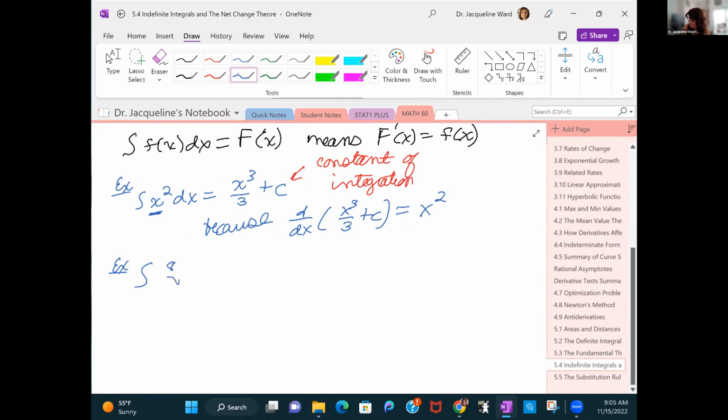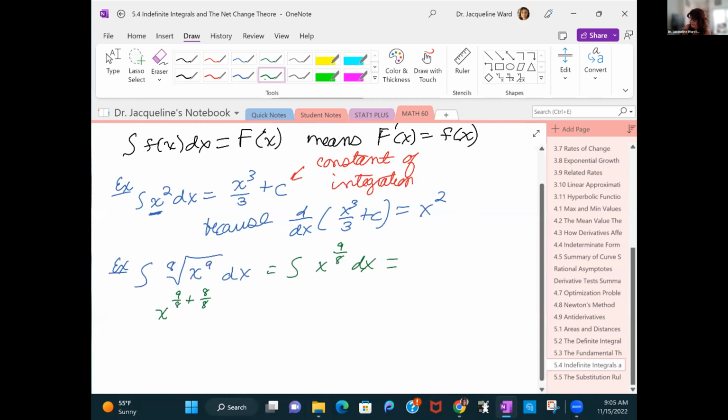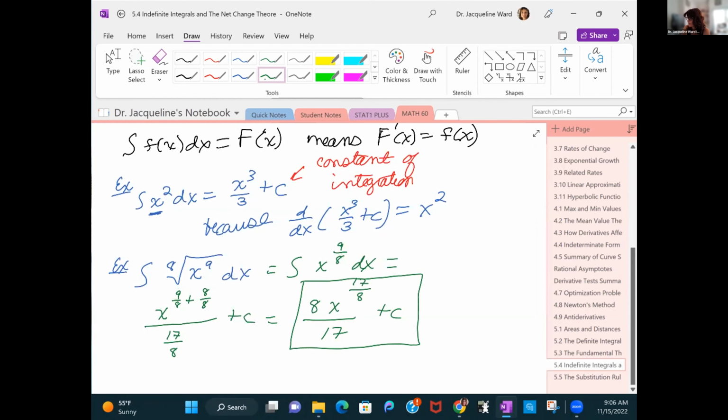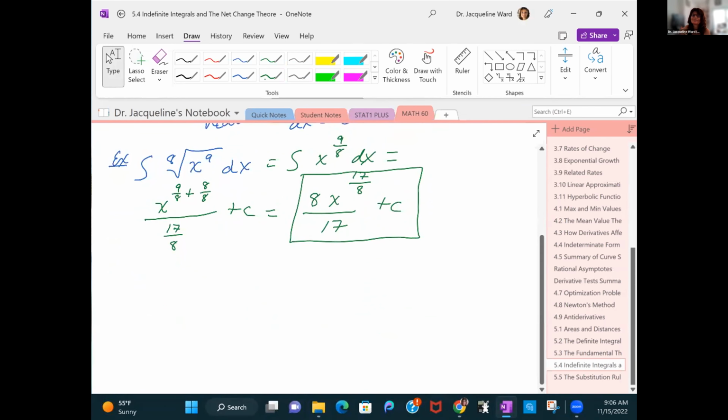How about if you want to integrate the 8th root of x to the 9th? We can write this using a power as x to the 9/8. Now when you integrate that, you're going to add 1 to the power. So I'm going to add 1 as 8/8. That gives us 17/8. And you divide by 17/8 plus a constant. When you divide by a fraction, you invert and multiply. So you get 8 times x to the 17/8 over 17 plus a constant. I know it looks messy, but there it is.